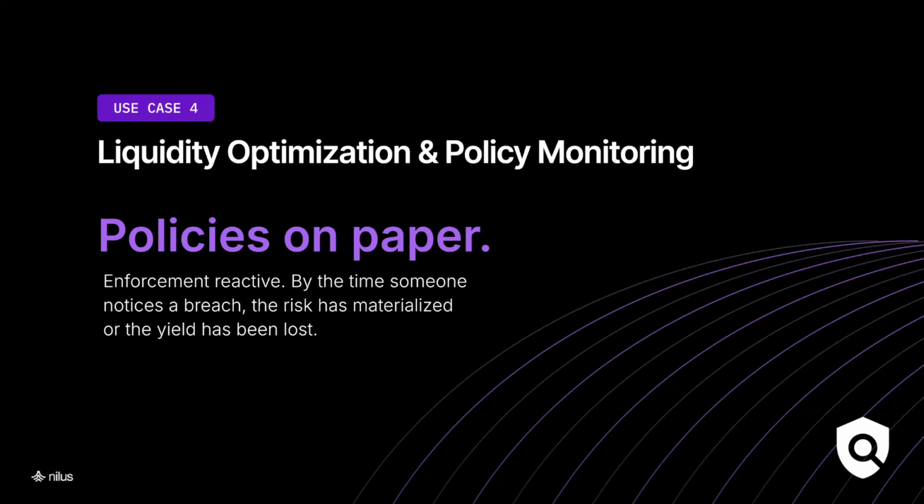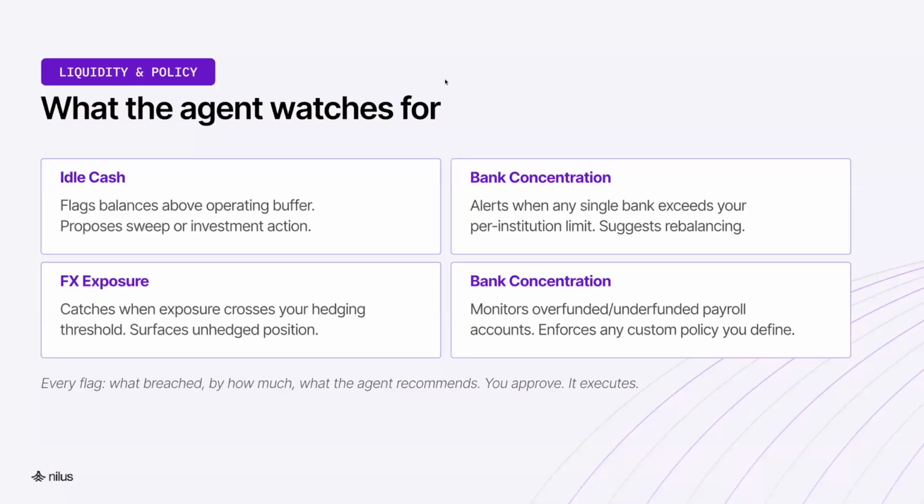So policies on paper, enforcement is reactive, and that's the reality for most teams. Think about it: your board approved a concentration limit that says no more than 15 million at any single bank, and that's great. But is anyone actually watching balances across 12 accounts in real time to enforce that? Maybe, maybe not. Or maybe FX exposure creeps past your hedging trigger because the weekly review happens Thursday and the rate moved on Tuesday, et cetera. By the moment someone notices something's wrong, the risk has already materialized. So, Moshe, there's a lot of pain here. I'm curious if you can talk a little bit about what that looks like and what the agents are watching for.